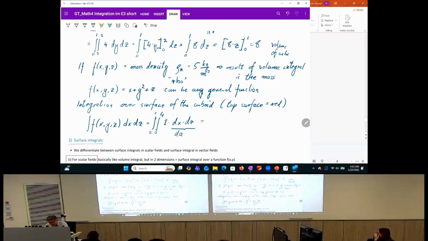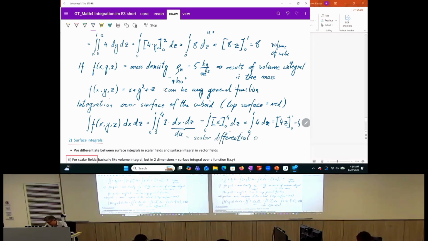Yeah, and then you are already at the step by step. One dimension at a time: you integrate over x and get x from 0 to 4. dz remains to be integrated. This is 4 times dz after inserting the boundaries for the first integral, and then the second integral solved. So you have 4. So this here is your scalar differential surface element.